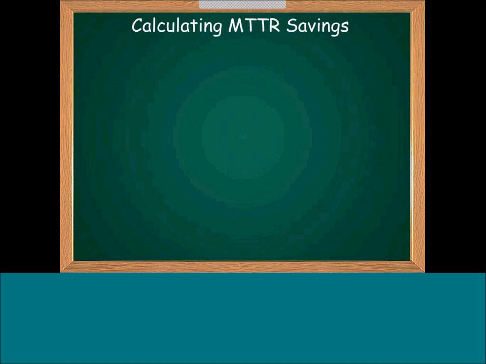Okay, next, we're going to move on to calculating mean time to resolution savings, MTTR for shorthand. MTTR is a measure of how long, on average, it takes to restore a system to its operational state after a failure.